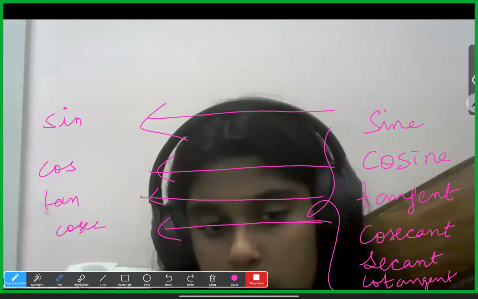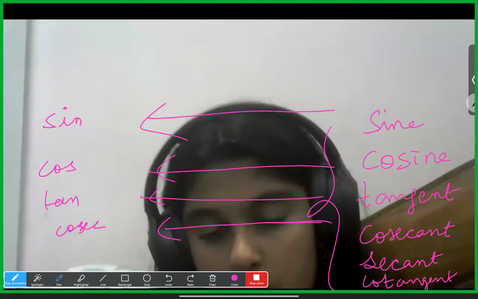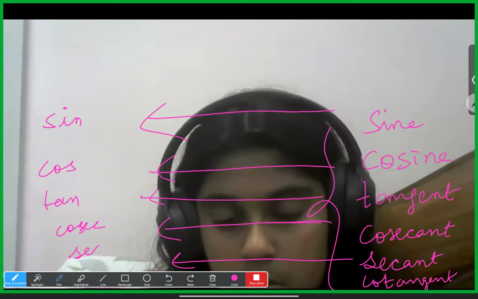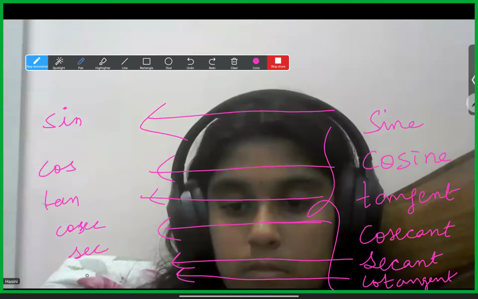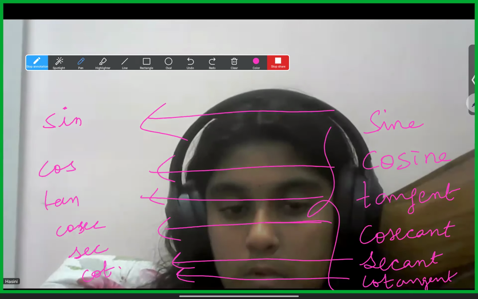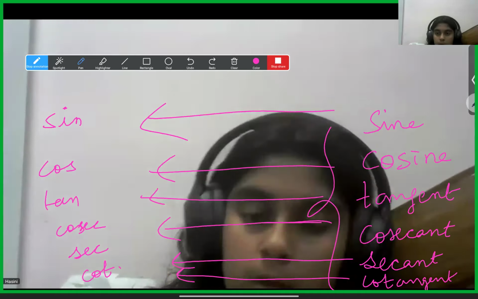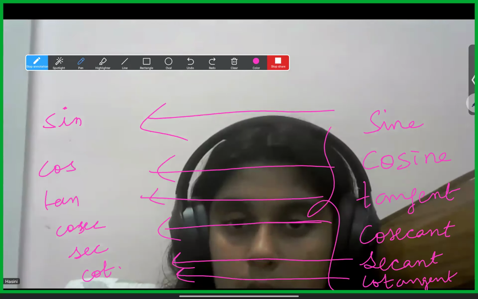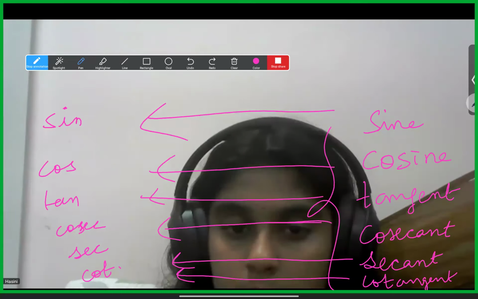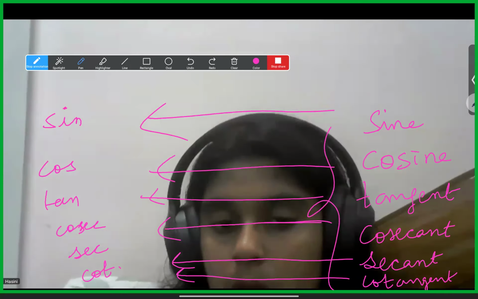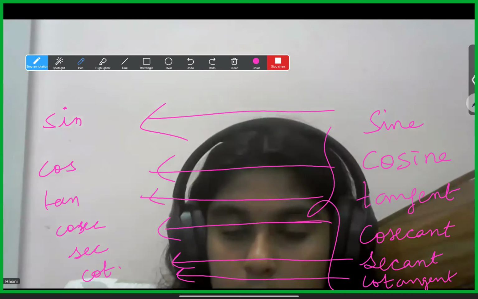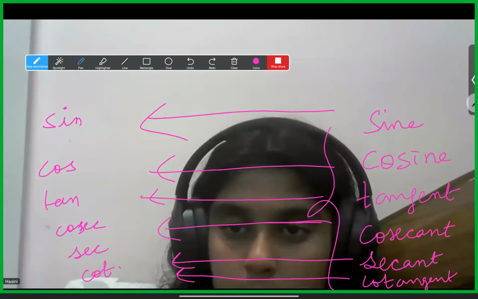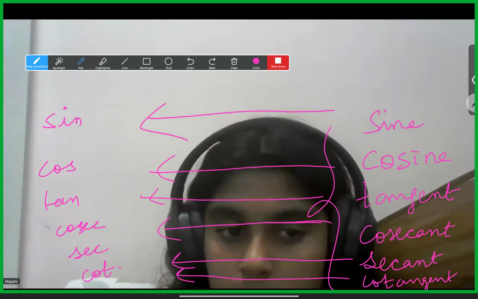Next one is cot. Except for the fourth, cosecant, which takes 5 letters, for all the remaining we use the first 3 letters of the full names. Any doubt, Hasni? No doubt, sir.